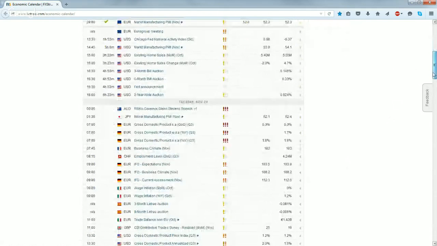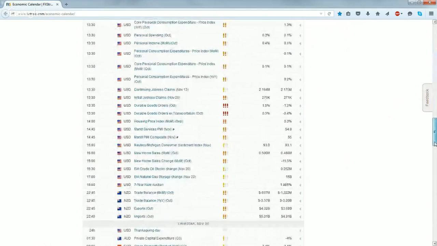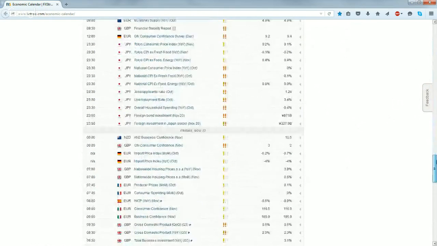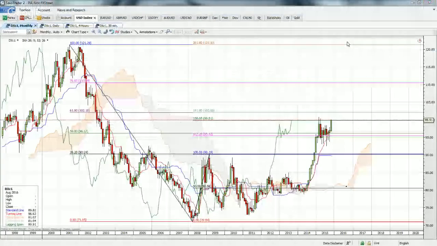We've got RBA's Governor Glenn Stevens speaking overnight. I won't be about for that at midnight. And then Eurozone GDP at 7 o'clock, and then nothing really until Wednesday afternoon, which is the durable goods figures. Obviously going to be closely watched. Everybody's watching the dollar at the moment. And then again Thursday, Friday, really nothing. So it could be a pretty boring week, and we could see quite a large period of consolidation. So we've got to be aware of that.